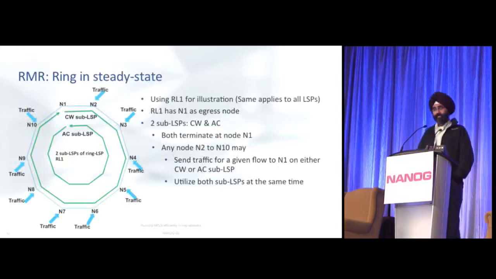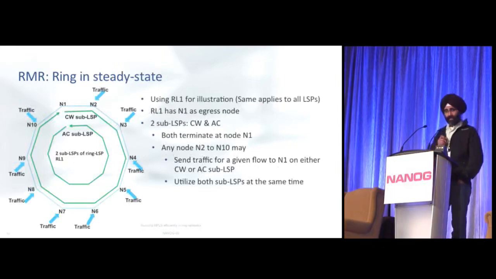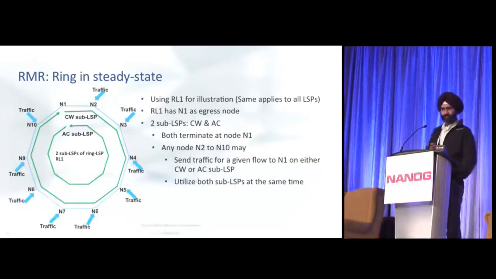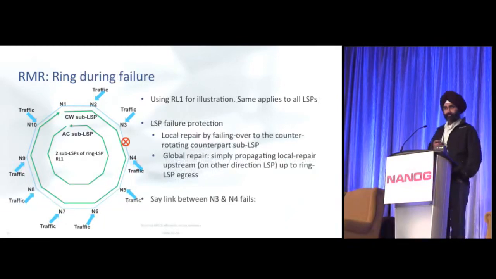Okay, so what does a ring look like in steady state? We've already talked about this, so I'm going to rush through it. There are 2 sub-LSPs, and you may send traffic at any ingress in either direction, but for a given flow, only on one sub-LSP. Now let's see what happens during a failure.